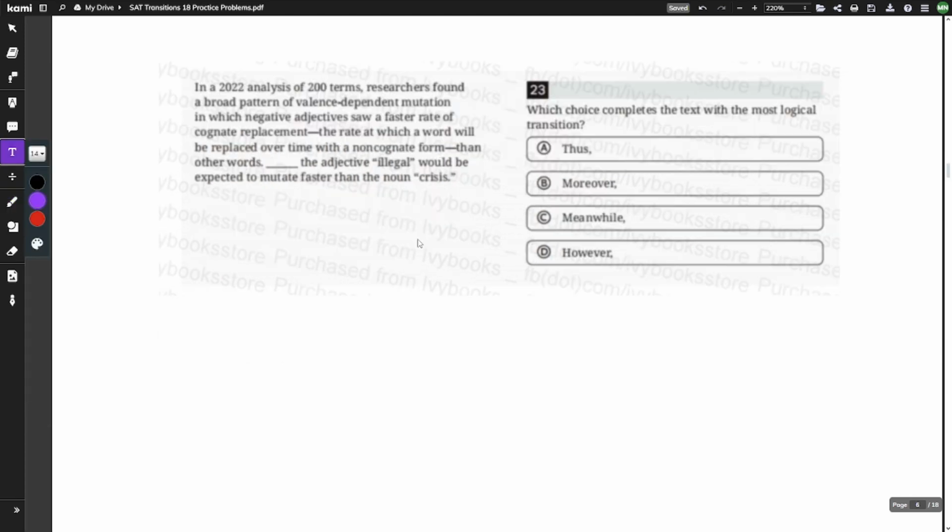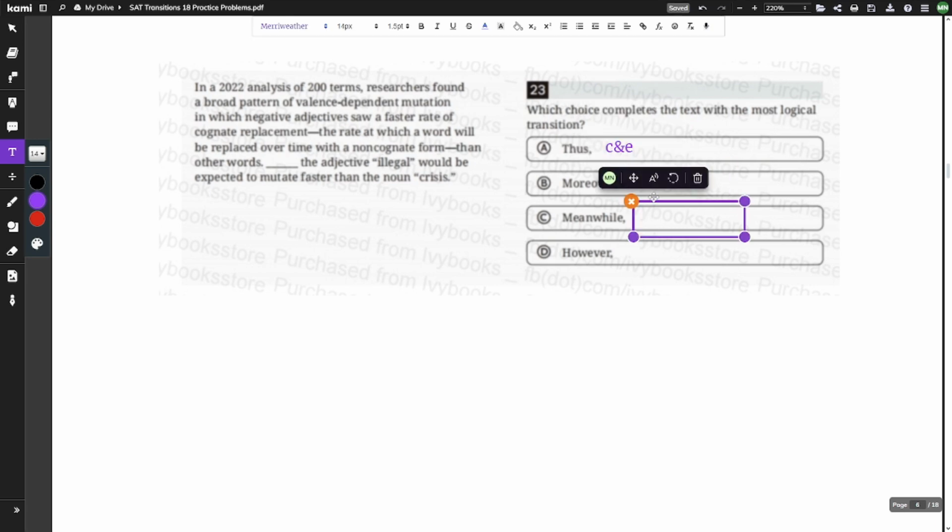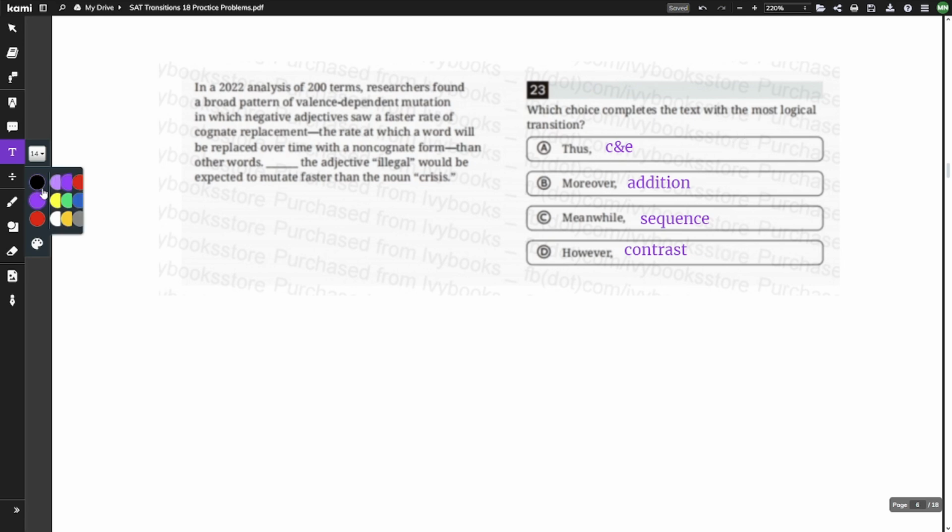Question number 6. Let's look at our answer choices and see what their categories are. Thus is going to be cause and effect. Moreover is addition. Meanwhile is sequence. And however is contrast. Once again, unfortunately, none of these categories are the same, so we can't get rid of any answer choice. Let's move to the text.